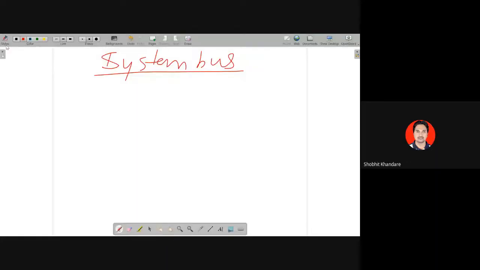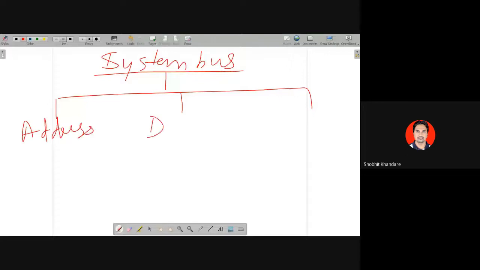ओके, नाउ आई वांट एवरीवन टू राइट डाउन द हेडिंग एज सिस्टम बस. Today we will be talking about the system bus and how the system bus is going to help us. Now when you talk about the system bus, your microprocessor, microcontroller or microcomputer, any of these devices or systems will contain three types of buses. The first one is address bus, the second one is data bus, and the third one is control bus.